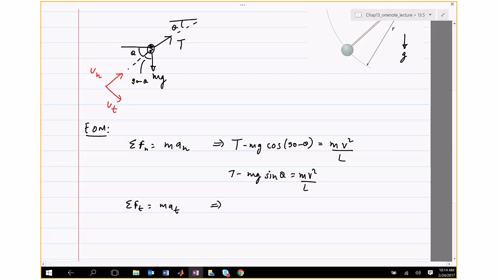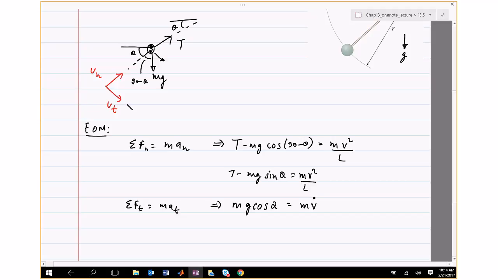Does tension act in the tangential direction? No. Mg does act in the tangential. So it's Mg, again the tangential component. So it's going to be Mg sine(90 minus theta), right? Which is Mg cosine theta. Also, this Mg cosine theta would act in this direction, right? So it's going to be positive, equals mass times v dot.